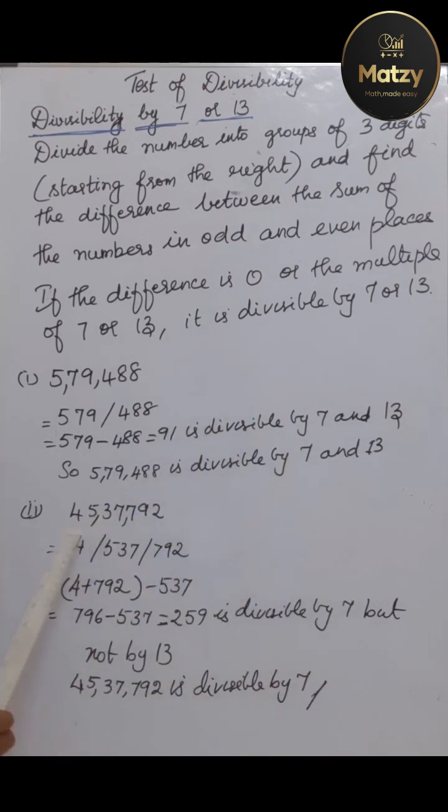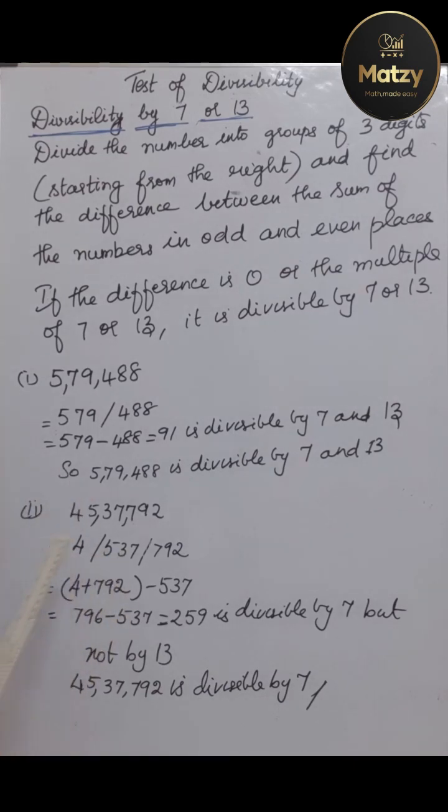Next sum. I am taking one 7-digit number. 45,37,792. That is the question. Okay. I told you to divide the number into groups having 3 digits starting from the right. I am taking 3 digits as one group. So 792 is one group. Then the next 3 digits are the second group. 537 is the second group. Then 4 alone is left. That is also one group.